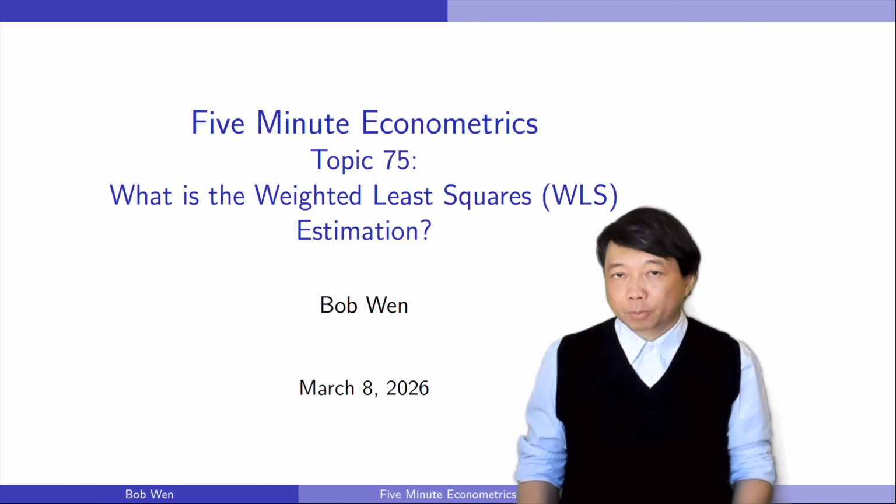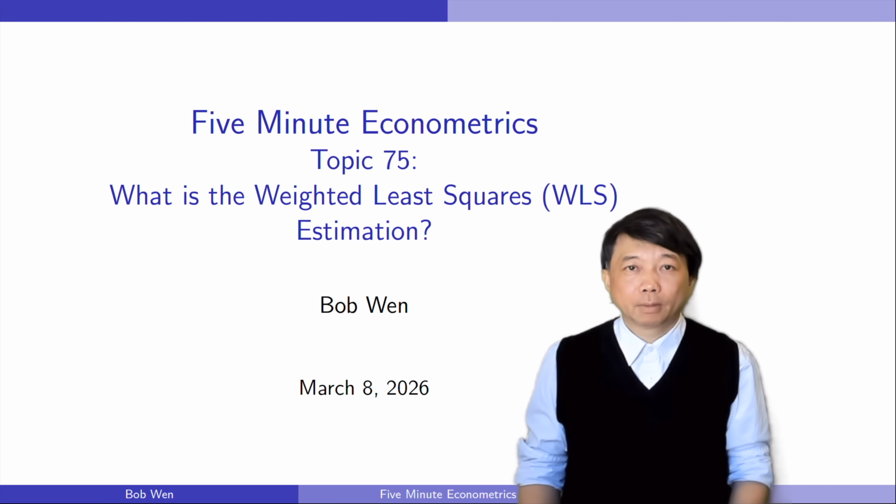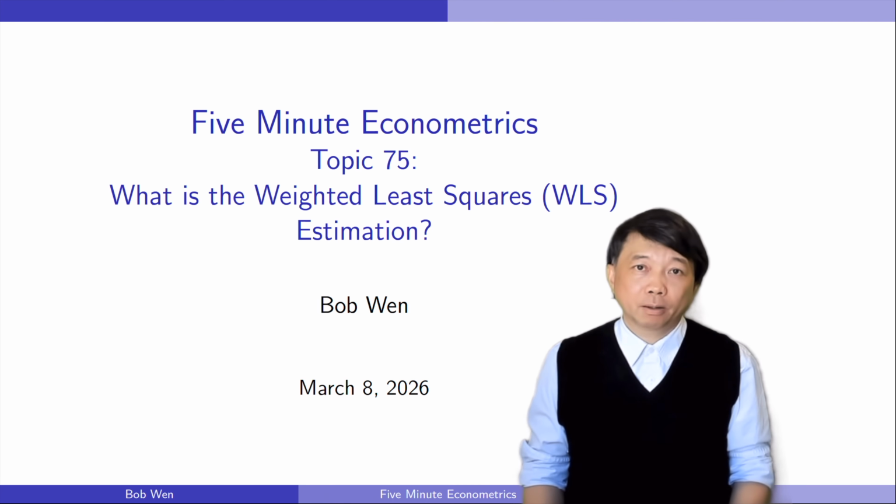Today, we will explore the case when we know the specific heteroskedasticity form of the error variance. In that case, we can apply the weighted least squares (WLS) method to the data and obtain estimates that have smaller variance than the ordinary least squares (OLS) method. In other words, we can find a consistent and efficient estimate if we know the structure of the error variance.